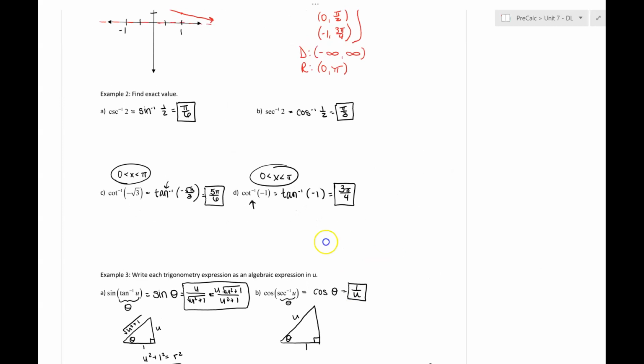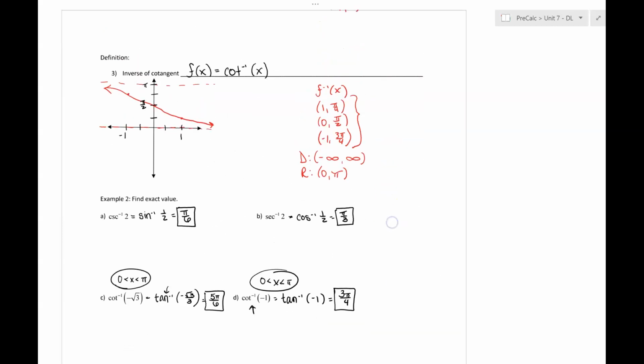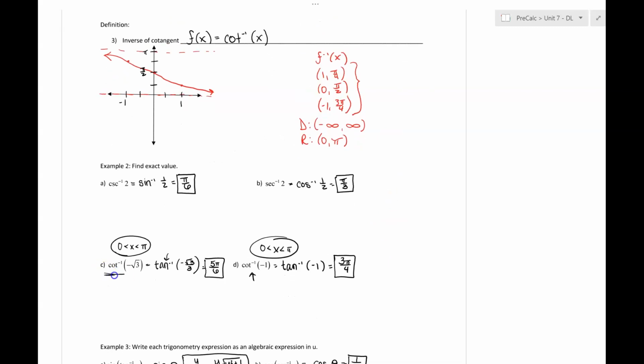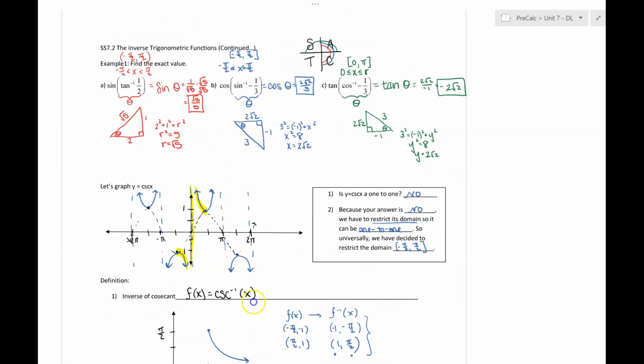Nice job, guys. Okay, practice, practice, practice, please. Examples 1, 2, and 3, I think you'll be fine with. Watch out for cotangent. Okay, and then with the graphs, you just need practice. So please practice. Give yourself that chance.